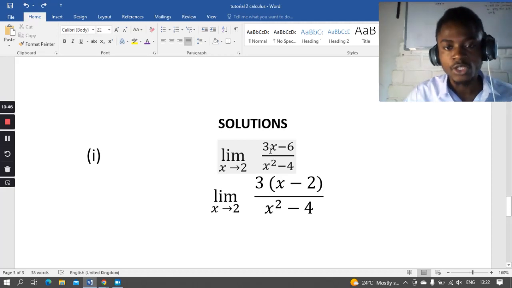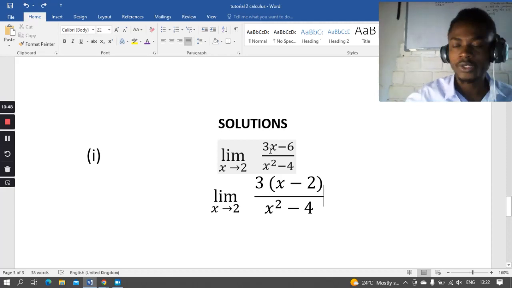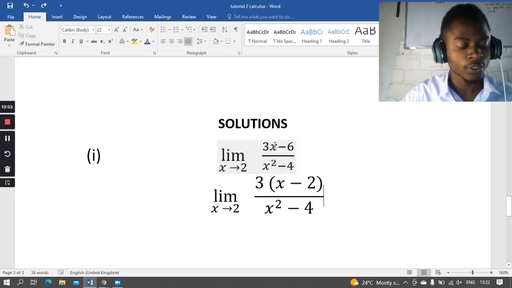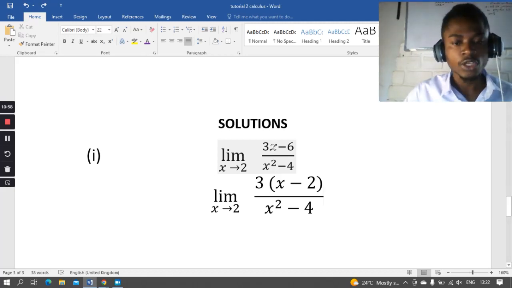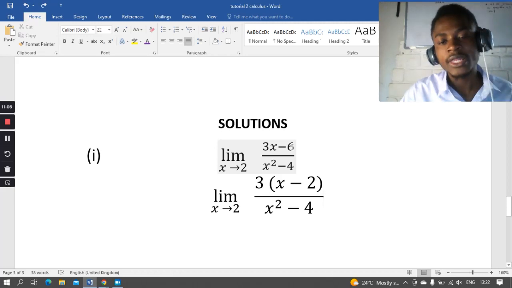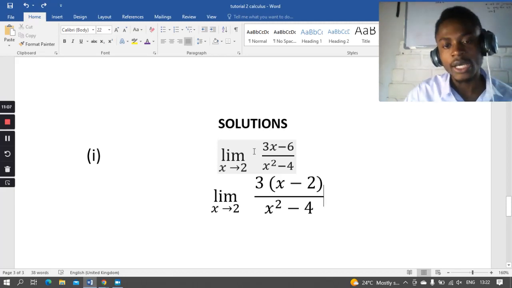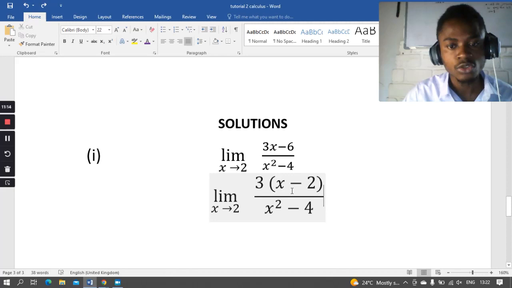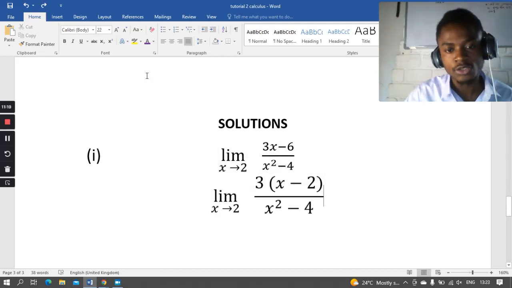So if you look at the question, you find that 3 is the common one on the numerator. 3 is the common number on the denominator. You find that the first term and the second term can be worked on. So I factorize 3 out, and when I factorize 3 out, I'm going to have x minus 2. This is the numerator which I've factorized.